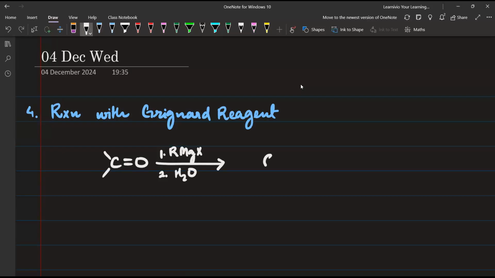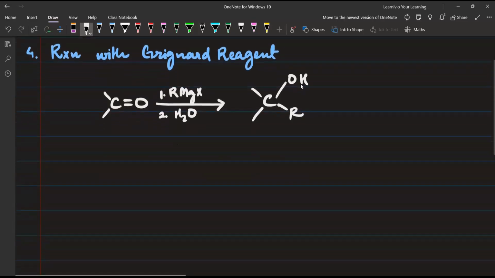And what do we get here? This carbon atom, the two groups, they will be as it is. The double bond O becomes OH, and the R from Grignard reagent will attach to this carbon atom. Do you remember this reaction? Yes, Taha? Yes.